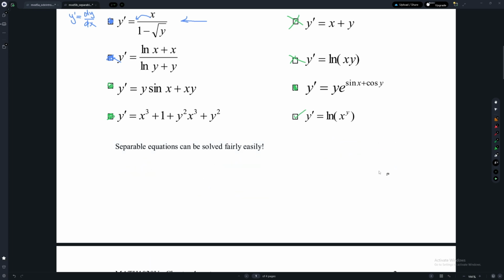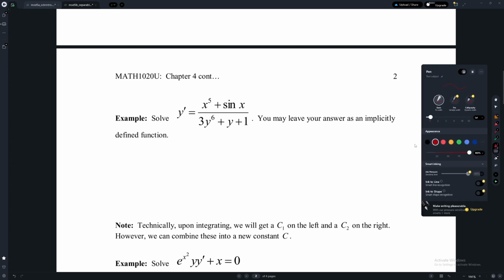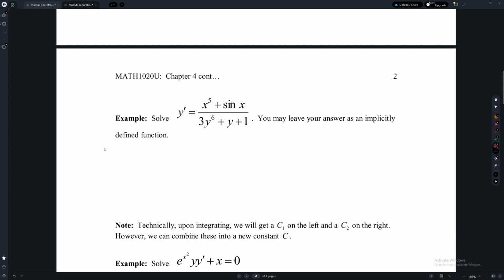All right. So I am going to go down to the next one and solve this. You may leave your answer as an implicitly defined function. This is where I'm going to go into why we're separating them. This is the next step after you separate them. And so when you take this, let's change our color to something red. This is important to remember, and apparently red grabs attention.